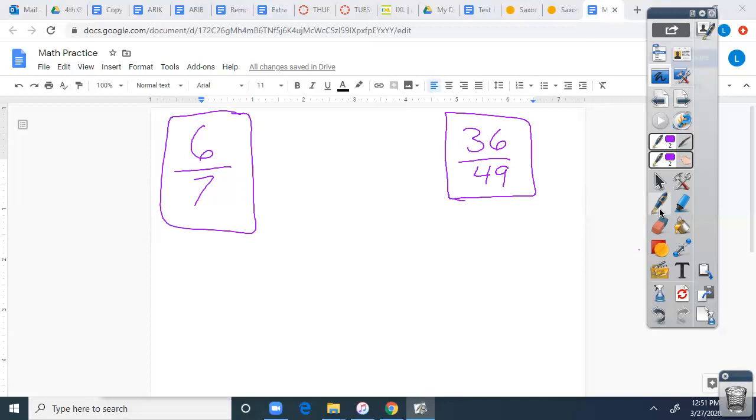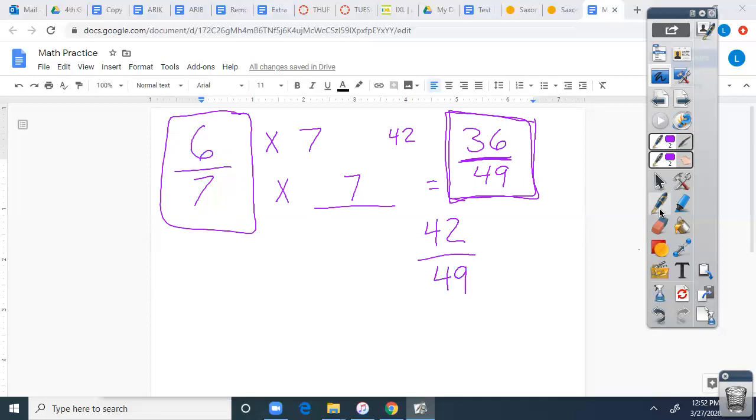The only way for us to figure that out is to do what we do to the bottom to the top. So how do I get from 7? 7 times what is 49? 7 times 7 is 49. Okay, so what I do to the bottom, I have to do to the top. 6 times 7 is not 36. 6 times 7 is 42. So that means 36/49 does not equal 6/7. It means 42/49 equals 6/7. That is a correct answer. 36/49 does not equal 6/7.